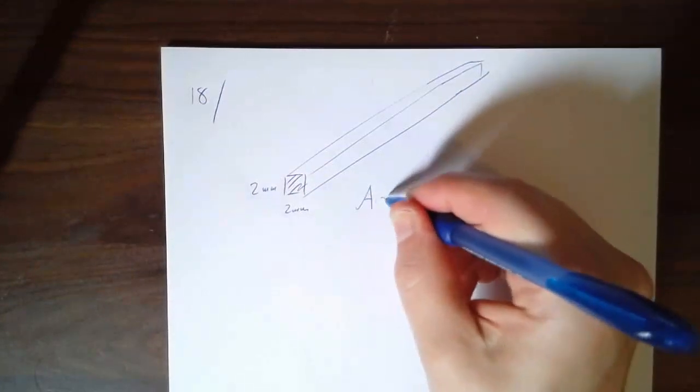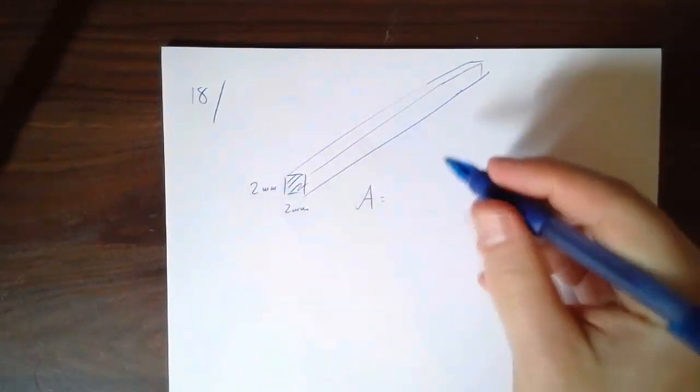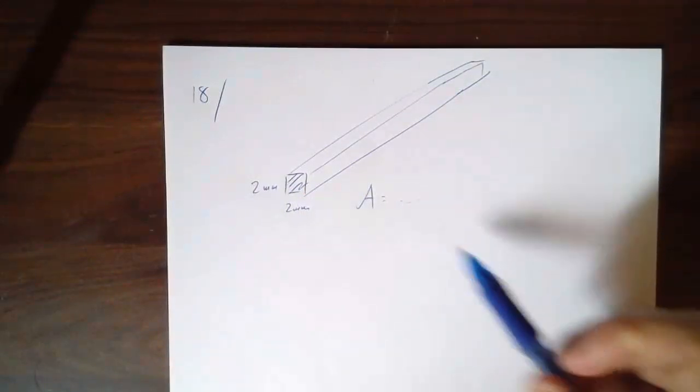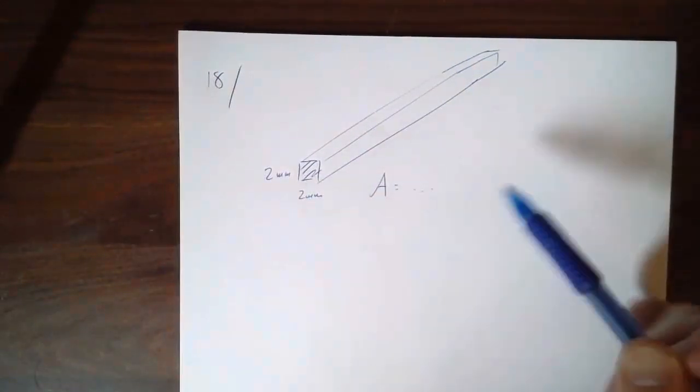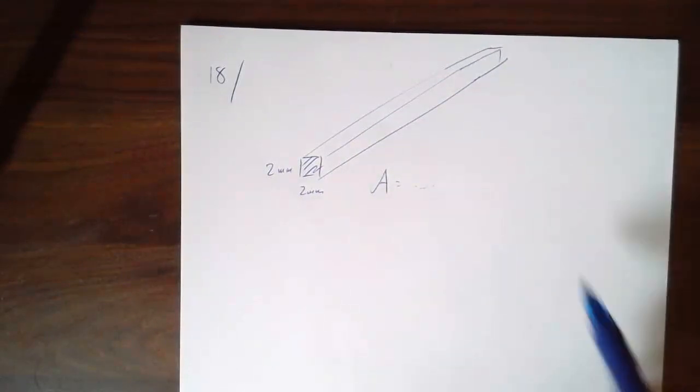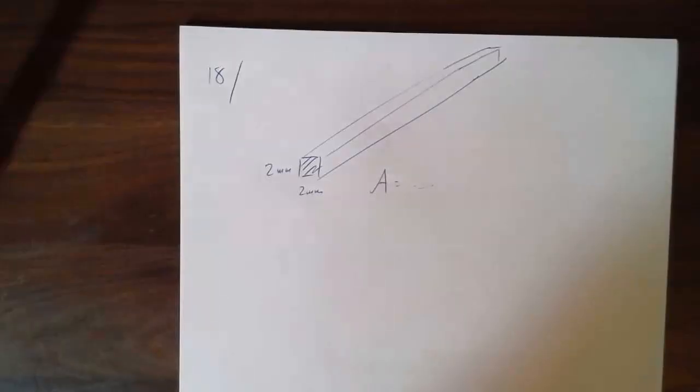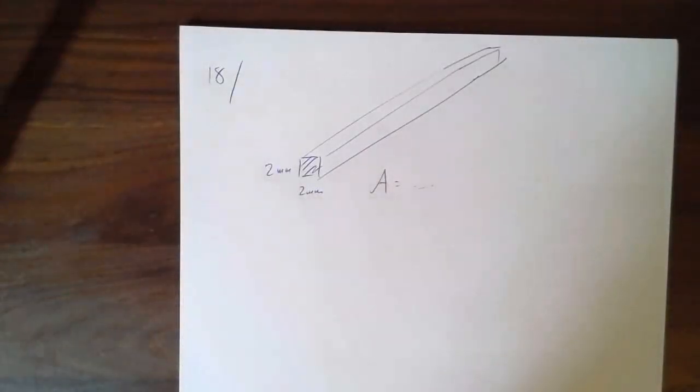So I know A is 2 millimeters by 2 millimeters. So we've got this, right? You can figure out what that is. Remember to convert to meters squared though, because we're going to need it later. So we know the electric field in the wire in volts per meter. Trying to find the current.